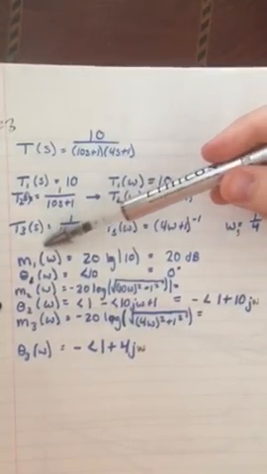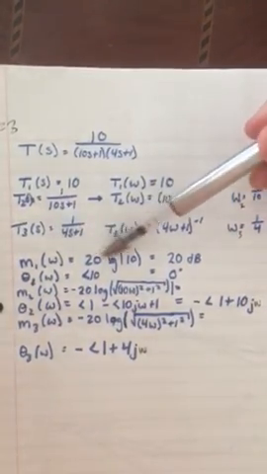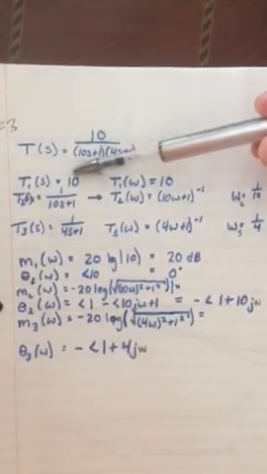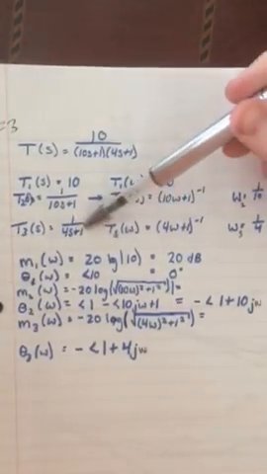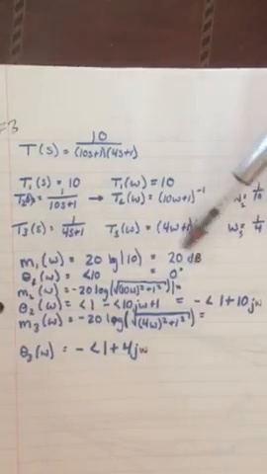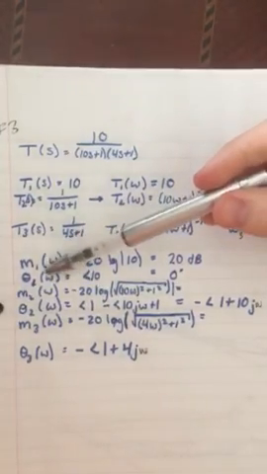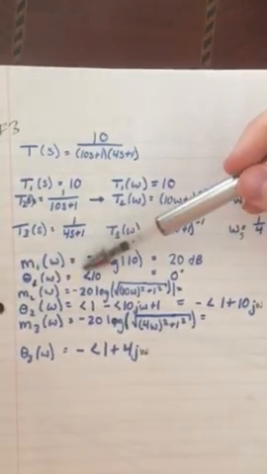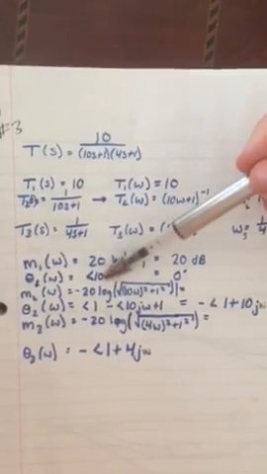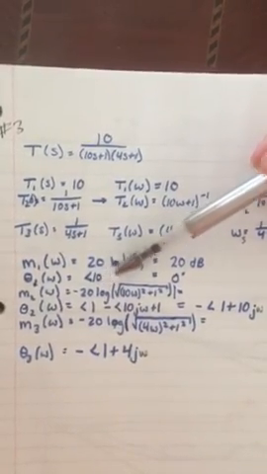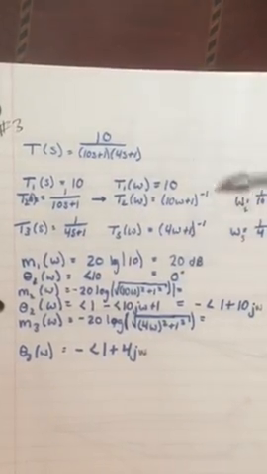So for the magnitude of 1, it's just 20 log of 10. There's no w, so you don't have to worry about it changing. So it's just 20 decibels. And then the angle is the angle of 10, and any angle of a constant is just 0 degrees.